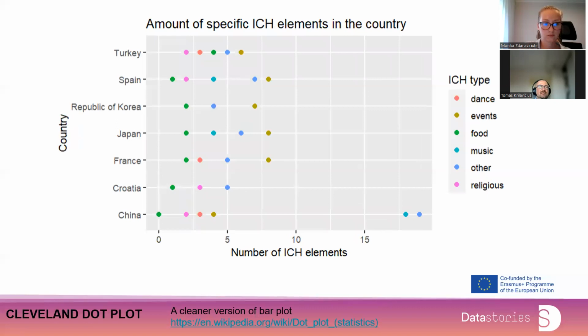Okay, let's move on again. So basically, the Cleveland dot plot, it's not very common, but actually it's almost the same as a bar plot, but instead of using bars, we use a much cleaner visualization. We use just dots to show something. And Monika, please comment a bit more. Yeah, so it's the same information as in the previous graph. We can see that China has the highest dot, which is called other, and it's basically the same, but as you mentioned, it's cleaner.